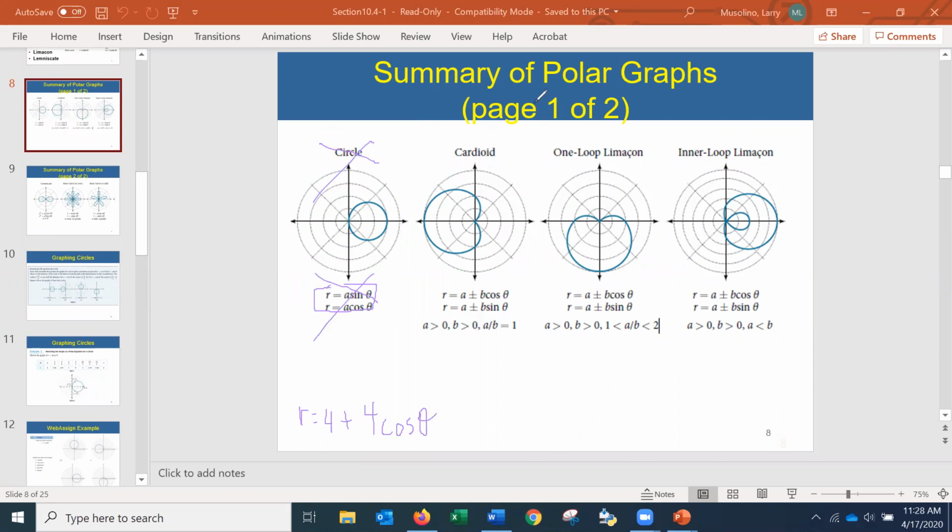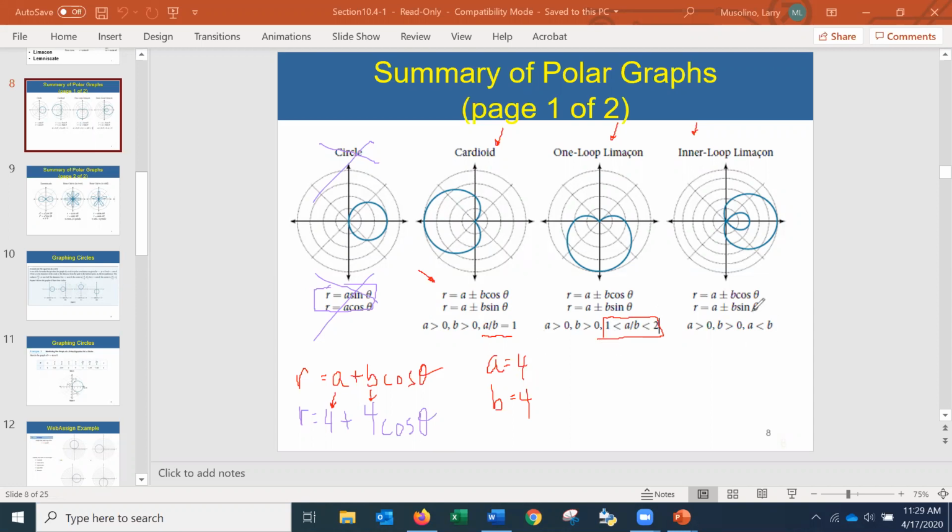Now, in order to match up to either a cardioid, a one-loop limaçon, or an inner-loop limaçon, I have to write this in the format A plus B cosine theta, because I want to match it to these templates. When I do that, I see A is 4 and B is 4. The other thing I want to do is calculate the A over B quantity, because I want to know which category I fall in.